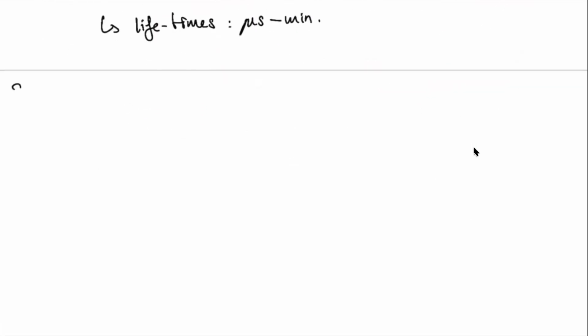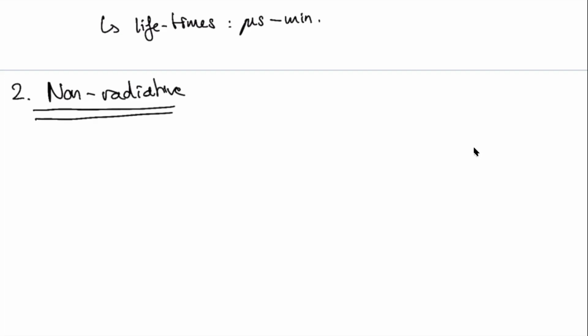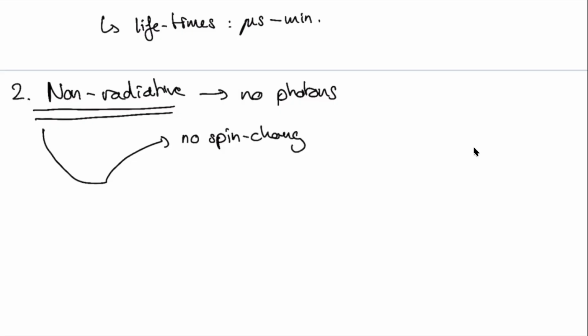So then we have non-radiative processes. So that means no photons emitted. And again, we can split this into two branches. So one is you have no spin change. And that is called internal conversion.